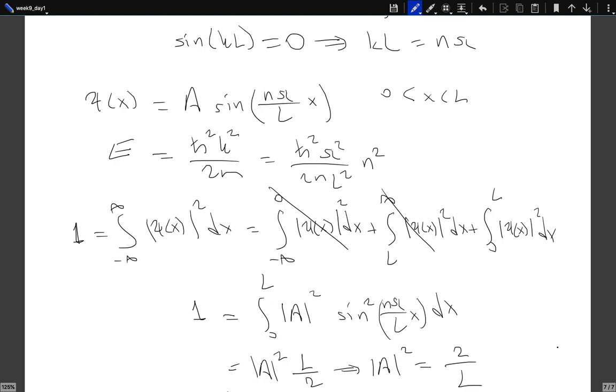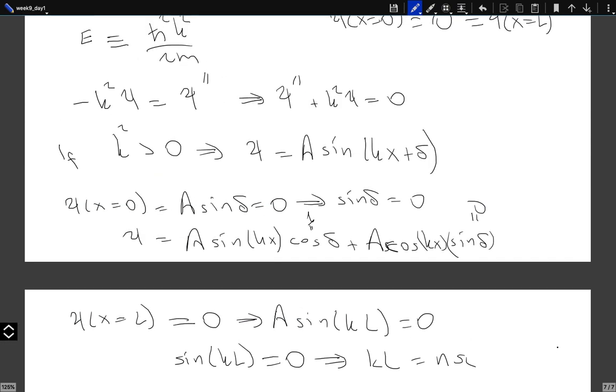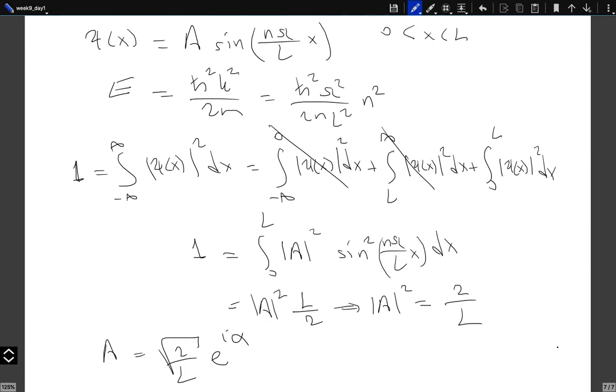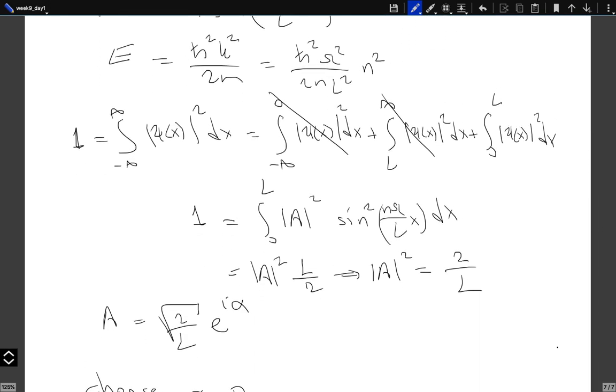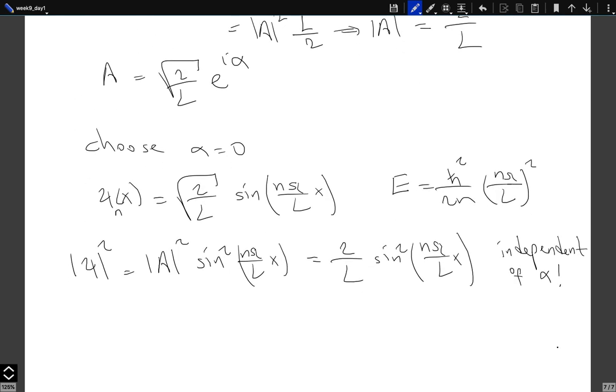I didn't quite understand why it's independent of alpha. Well, you see what we had done. What we had fixed is that the absolute value of A squared is 2 over L. Eventually, what will I need? I will not really need the wave function itself. I need the probability distribution. Well, what is the probability distribution? It is the absolute value of A squared, which we determined was just 2 over L. And we are done.